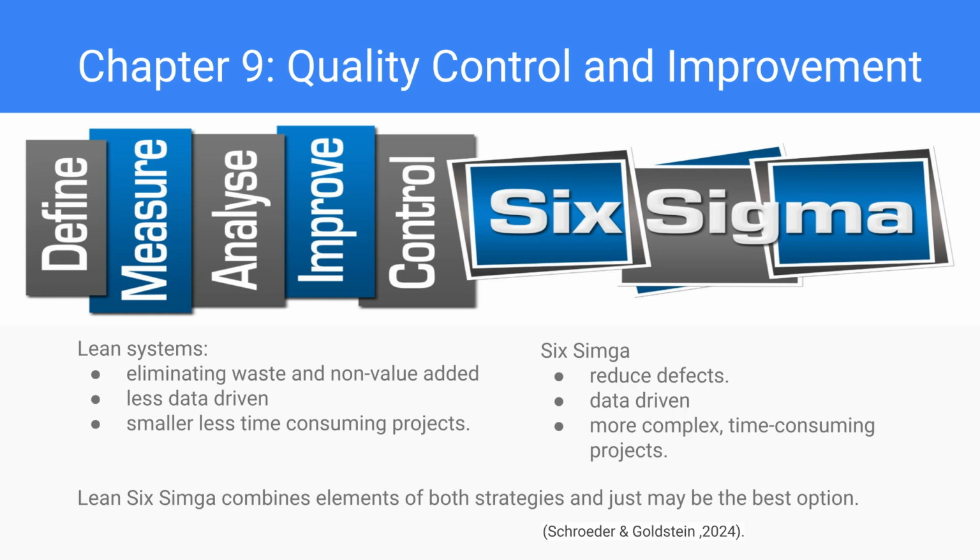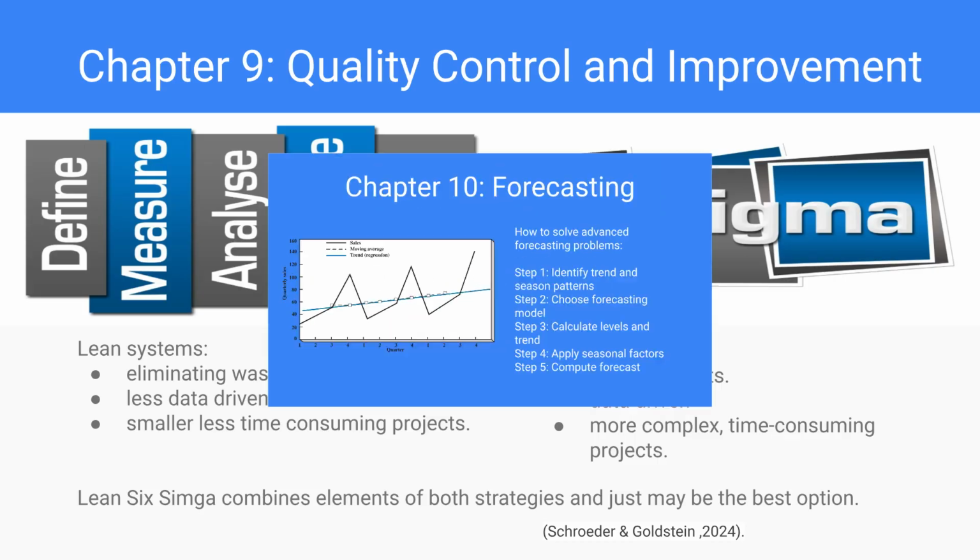Six Sigma reduces defects. It's data driven, and it's designed for more complex, time-consuming projects. Lean systems are designed to eliminate waste and non-value-added activities. It's less data-driven, and it's designed for smaller, less time-consuming projects.